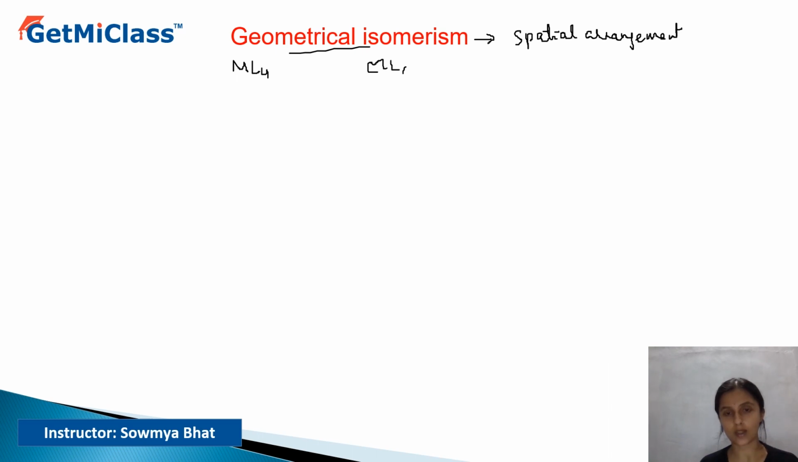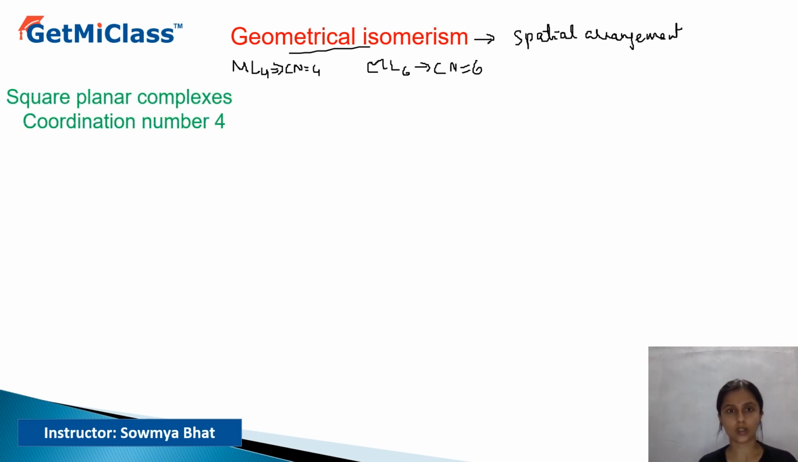We are going to study the geometrical isomerism. Here the complexes will have the same formula but different spatial arrangement. In the coordination complexes, we can have two types basically. One is ML4, where there are 4 ligands around the central metal atom, and ML6, where there are 6 ligands around the central metal atom. Here the coordination number is equal to 4, and here the coordination number would be equal to 6. So in case of coordination number 4 complexes, the shape can be square planar.